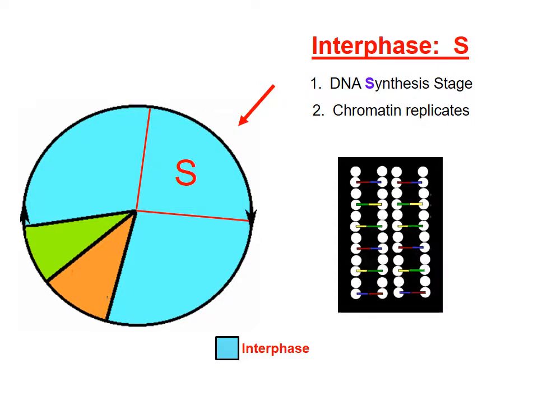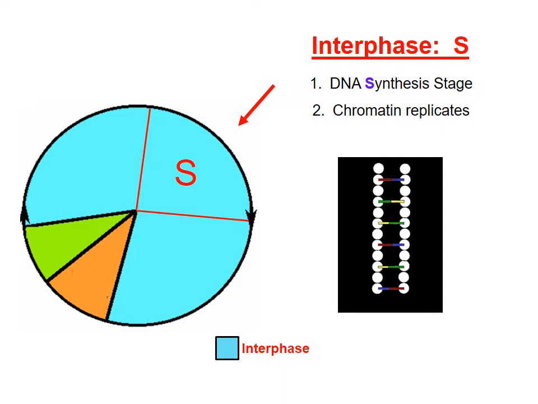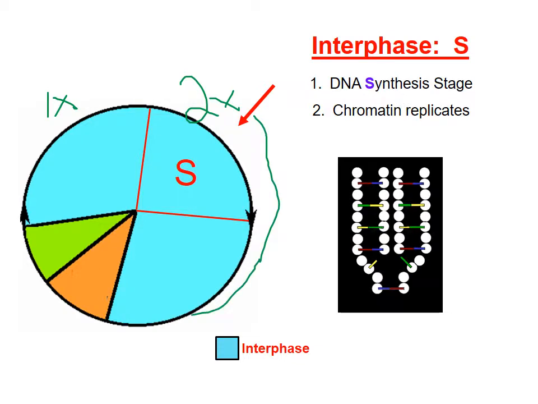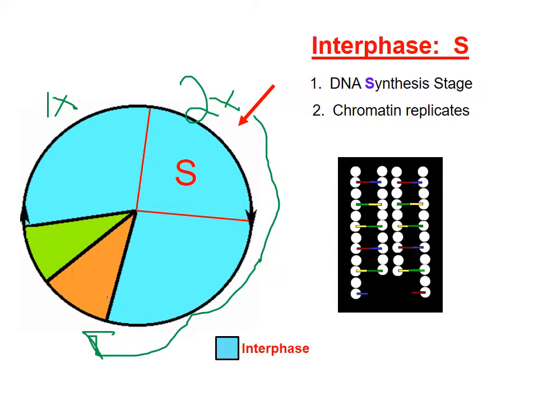This information is used in STAAR questions all the time. Just remember that if you're starting in G1, you have 1 times the material, the original material, and in the S phase you double the amount of material. This doubling of the material will remain until the mitotic stage, when it actually gets separated into 2 individual cells.